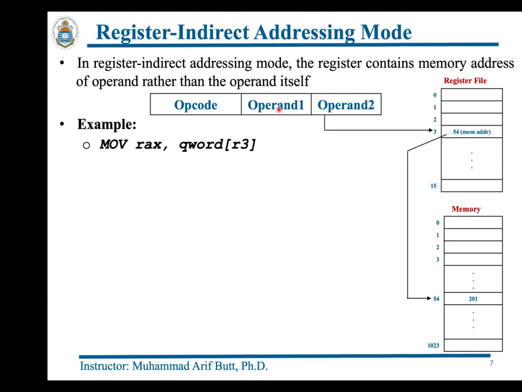The next addressing mode is register indirect. In register indirect addressing mode, the register contains the memory address of the operand rather than the operand itself. If you consider this instruction, the destination operand is mentioned as a register, while the source operand is the name of a register, R3, and this R3 contains the memory address, and this is the memory address, that is 54, which actually contains the operand.